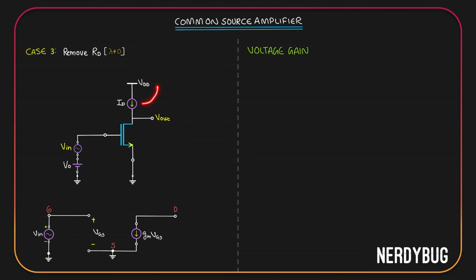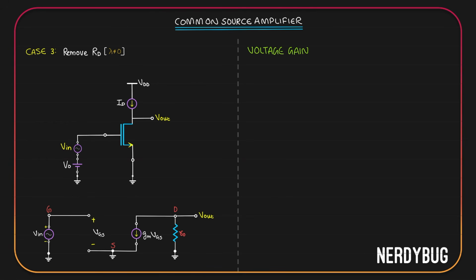If the circuit here is open, then drain is not connected anywhere. But as you can see, lambda is not equal to 0, which means we have to include R0. R0 will be connected between the drain and the source like this. Output is taken from the drain, so let us show it.